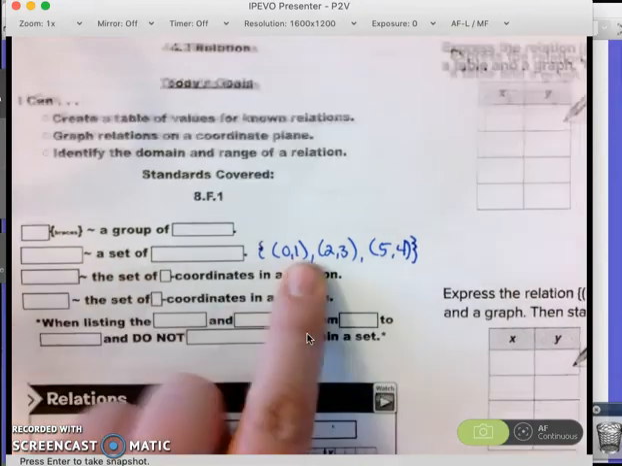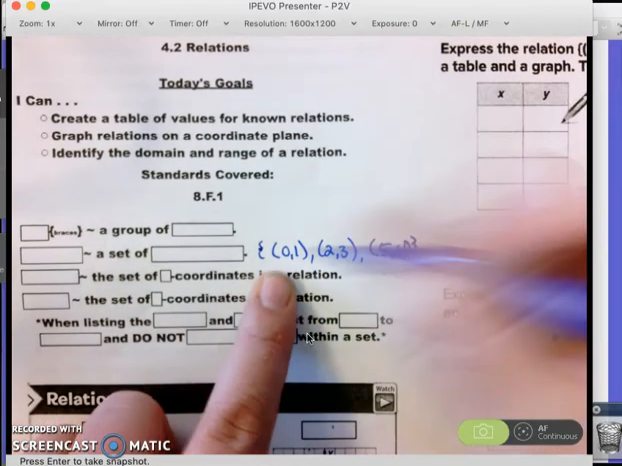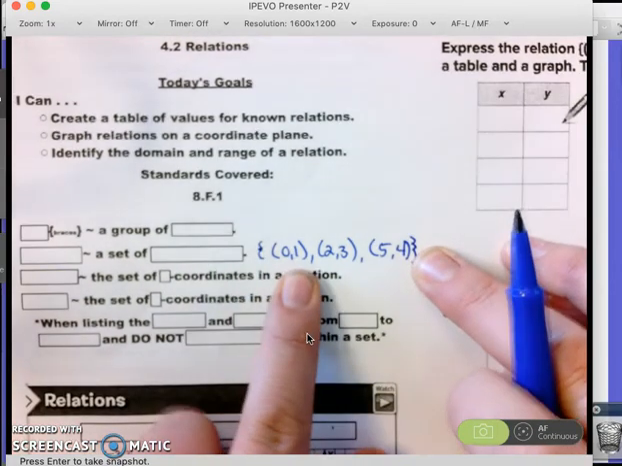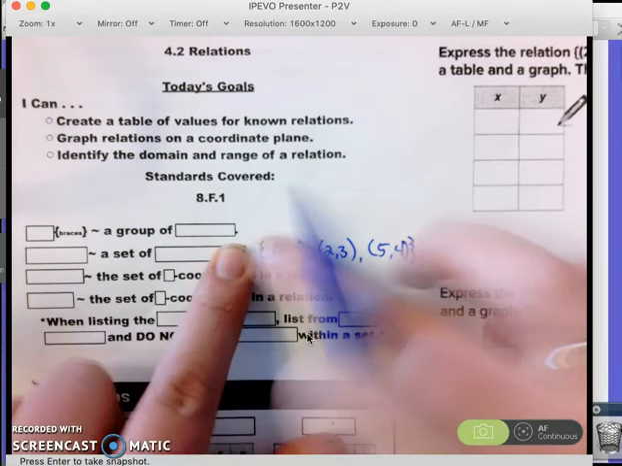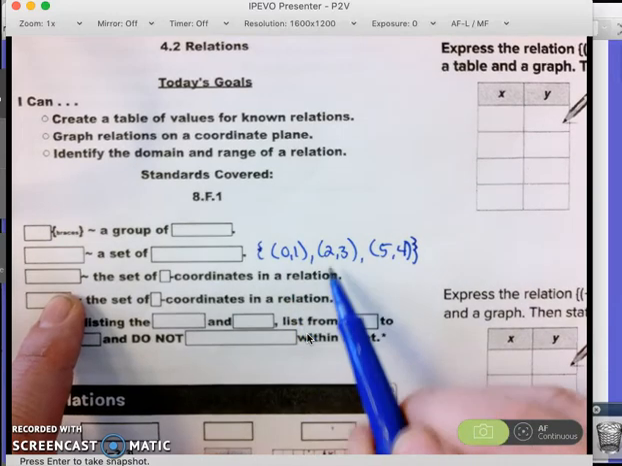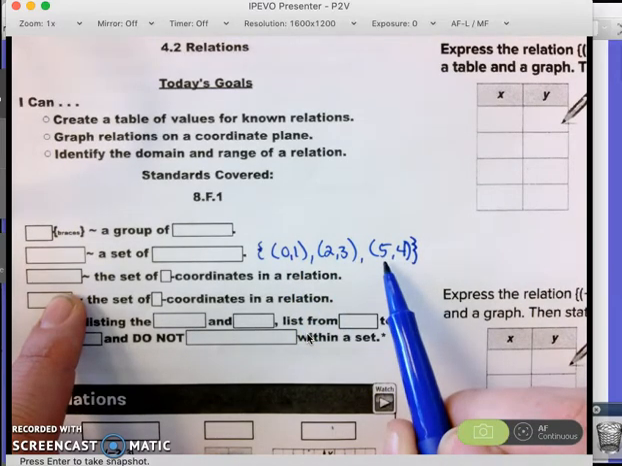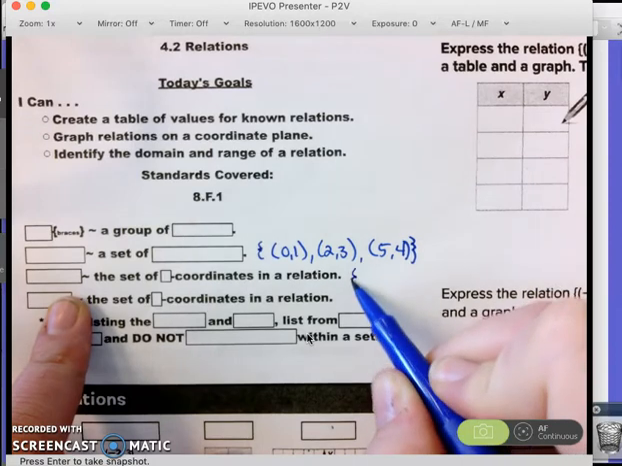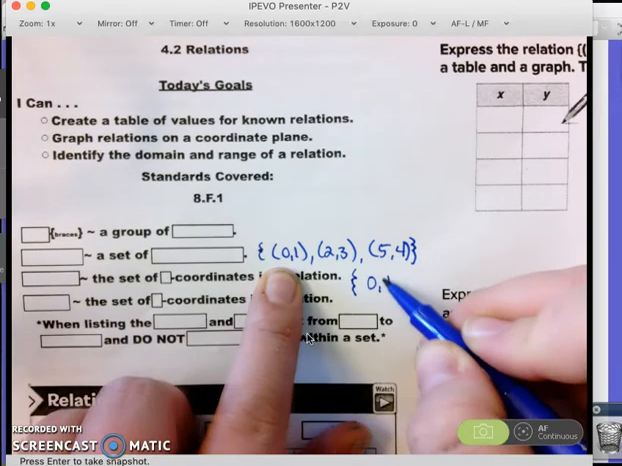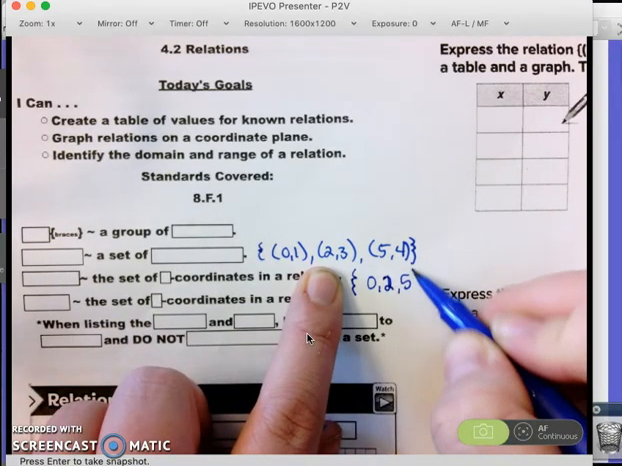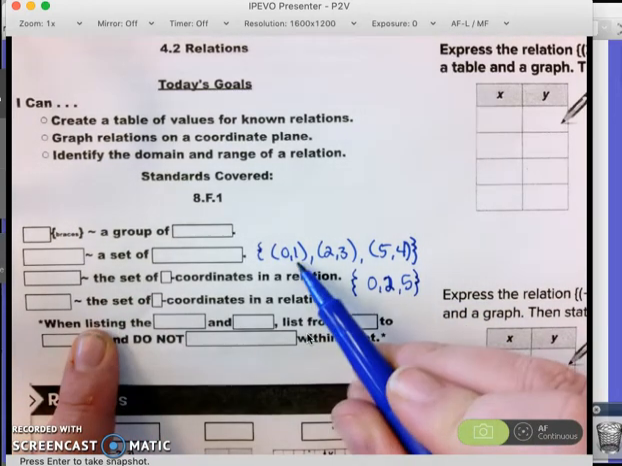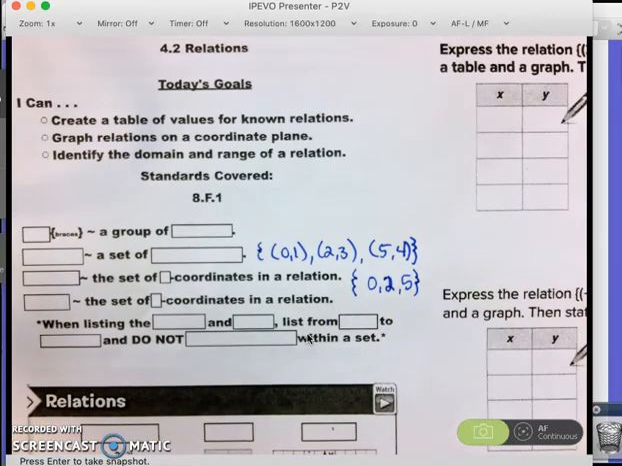A relation is a set of ordered pairs. So something like this, with brackets around it: 0, 1, there's an ordered pair, 2, 3. This whole thing is a relation. Then the domain is all of the x values. So 0, 2, and 5 would be the domain. And I'm going to write that in a bracket: 0, 2, and 5. And we'll go through this later. And that would be all the domain. And then the range would be 1, 3, and 4, all of the y's.